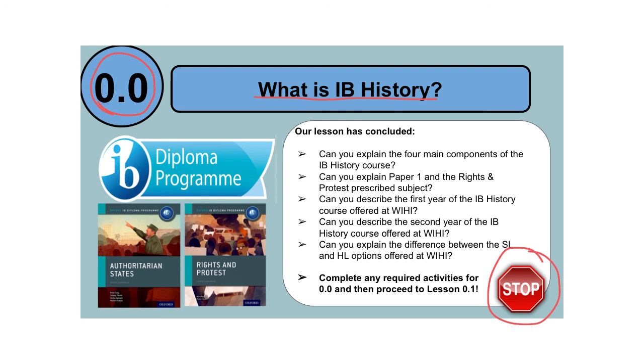So we have now taken our lesson objectives and turned them into questions. Can you explain the four main components of the IB history course? Can you explain Paper 1 in the rights and protests prescribed subject? Can you explain the first and second year of the IB history course here at Y High? And can you explain the difference between the SL and the HL options that are offered here at Y High?